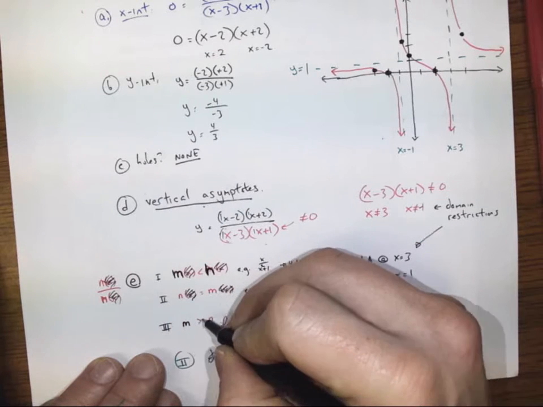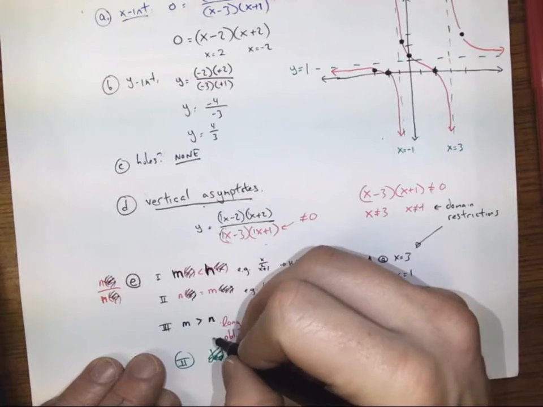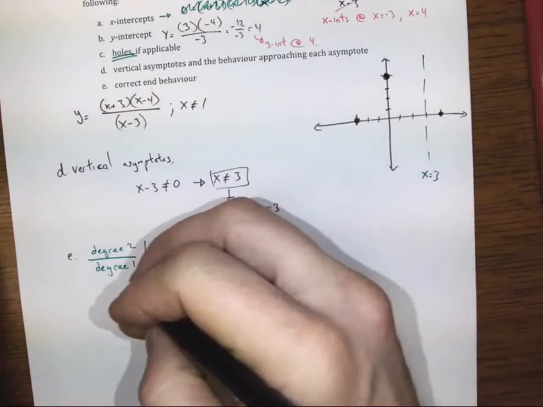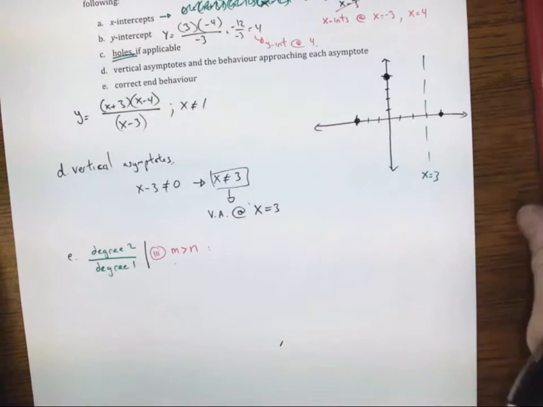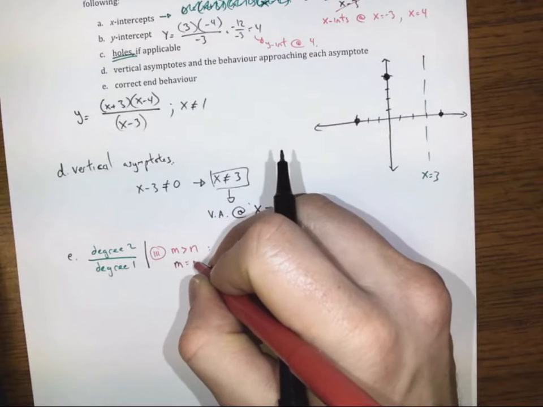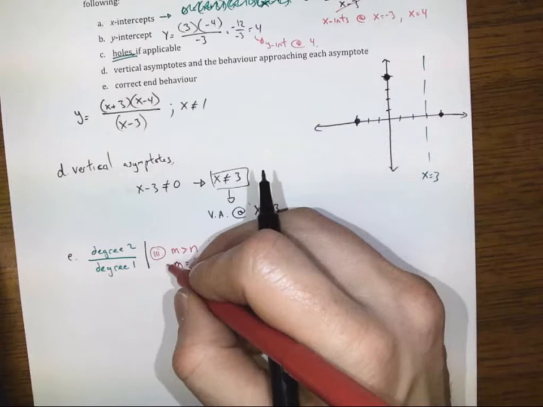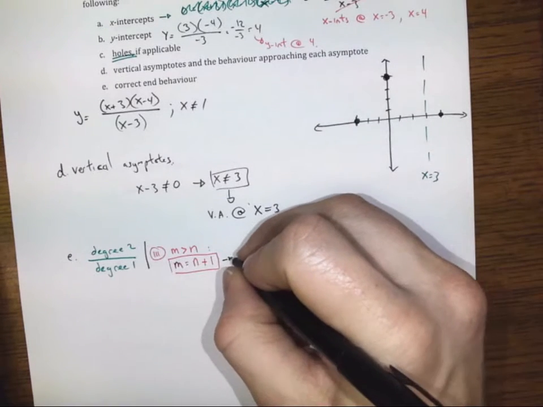And then this is the case where M is greater than N. Okay. Good. All right, so that means, specifically, that m is the same thing as n plus 1. That's actually, I think, how we defined step 3. So this means we're going to have to do some long division.